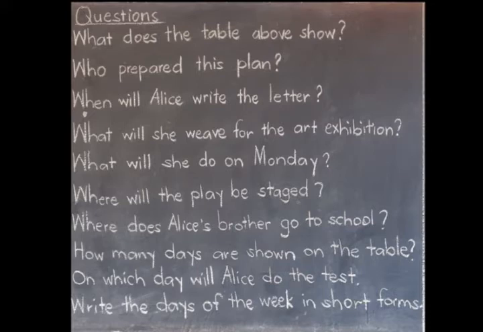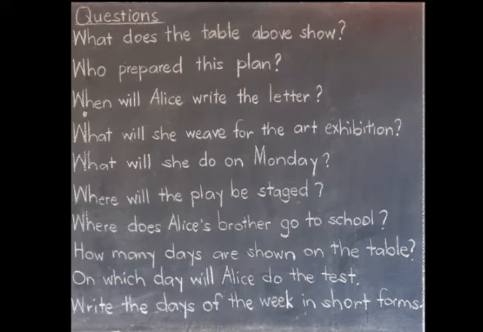Number 7. Where does Alice's brother go to school? Number 8. How many days are shown on the table? Number 9, on which day will Alice do the test? And lastly, write the days of the week in short forms. Are we together?